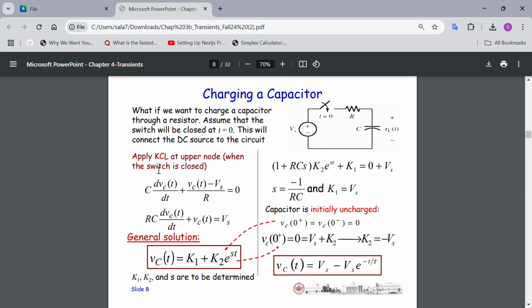And so we can apply Kirchhoff's current law at the upper node when the switch is closed. This is going to give us the change of dVc over dt, and we add that to the current through the resistor, which is Vc minus Vs. When we consider this node, there are two currents: a current going through the resistor, and a current going through the capacitor.